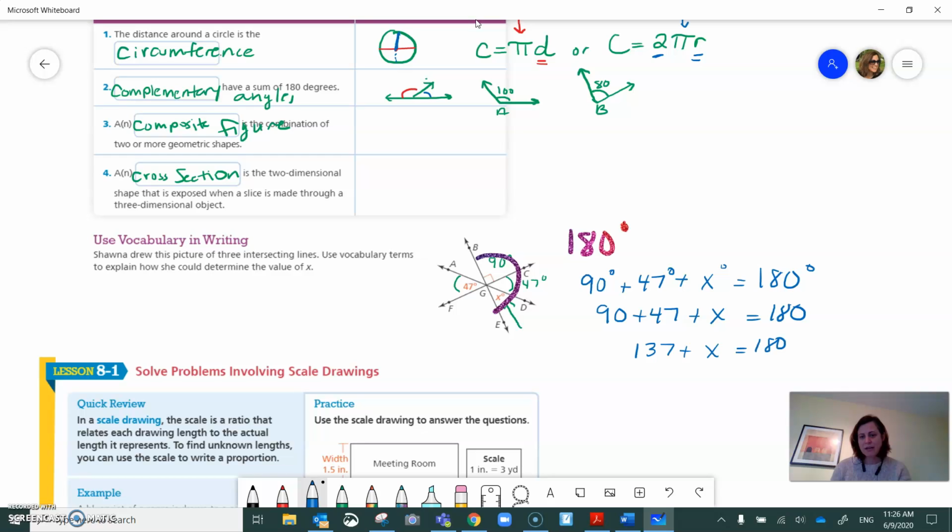137 plus x is 180. Subtract 137 from both sides. This is gone, which is what we wanted. This is going to be, I think, 43. Let's check. Yep. So the degree for x is 43. X is 43 degrees. That's it.